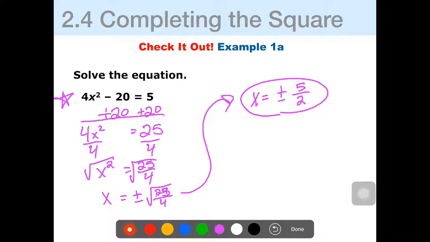I could change this to plus or minus 2.5, but I can just leave it this way as well. So again, 2 roots. x could be positive 2.5 or negative 2.5.